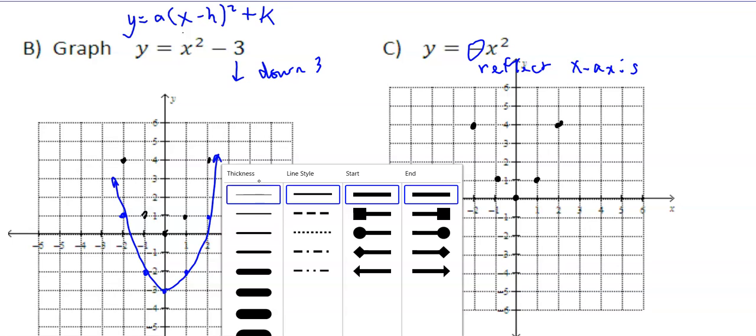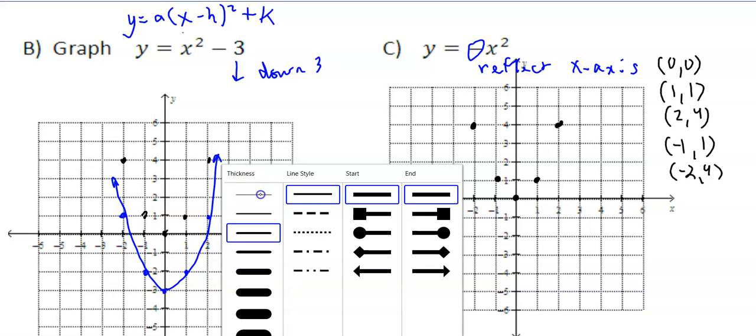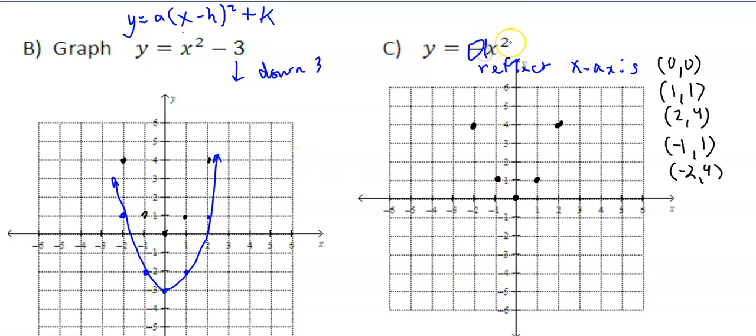Every time A is something other than 1, get in the habit of writing out those points. So (0, 0), (1, 1), (2, 4), and then your points to the left, (-1, 1) and (-2, 4). And for the transformation, since A is equal to negative 1, we're going to multiply all the y values by negative 1. Well, 0 stays 0. Now it's negative 1, just changing the sign. Now it's negative 4, negative 1, negative 4.